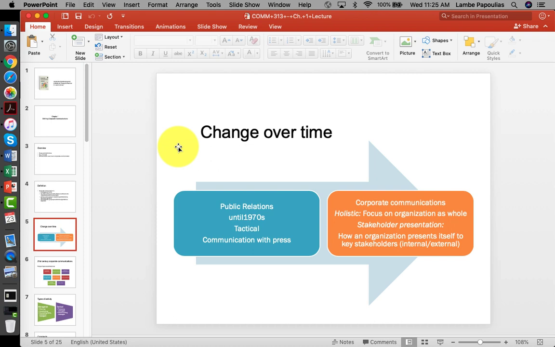There's also stakeholder presentation, which is how an organization presents itself to key stakeholders, whether internal or external. So how are you going to communicate to your external and internal stakeholders? With your internal stakeholders, how are you going to communicate to your employees? What are you going to be telling them? Are you going to have weekly content to show them what's going on in the organization? Are you going to be transparent with what you do? There are so many factors that play an important role in stakeholder presentation.